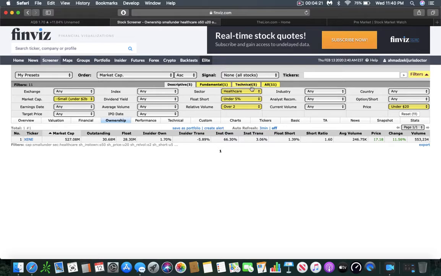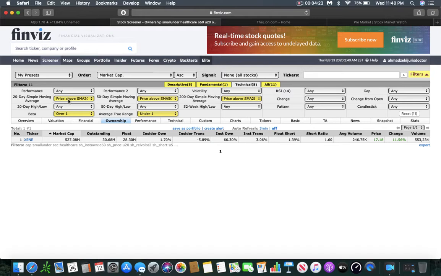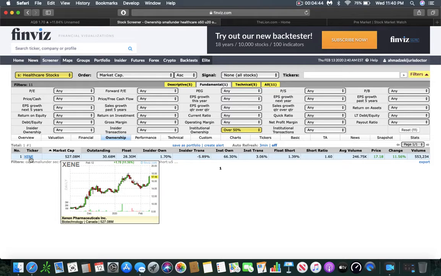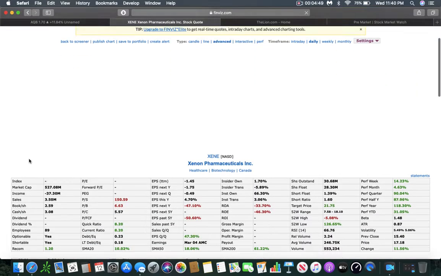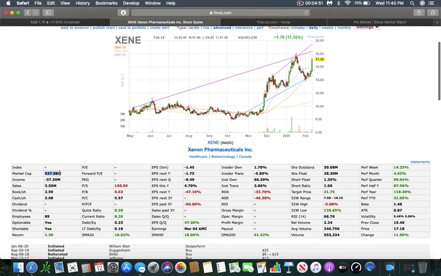Again, price under 20. And then with respect to technicals, I like to see all the 20, 50, and 200 moving averages in the green or bullish above their respective averages. Beta over 1 and the average true range under 1. And so forth. So when I click on my preset for the healthcare stock, it identified one particular stock here that at least fits all of these categories. So on a daily basis, this is automatically running for me, and it's immediately identifying everything that I put in there, right?